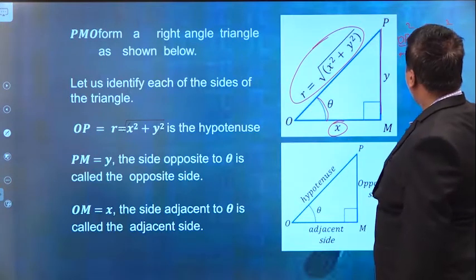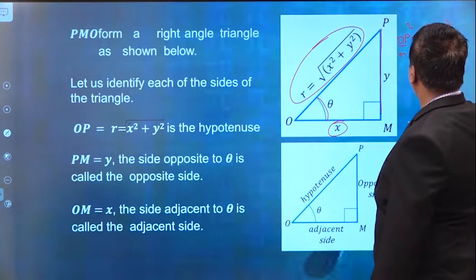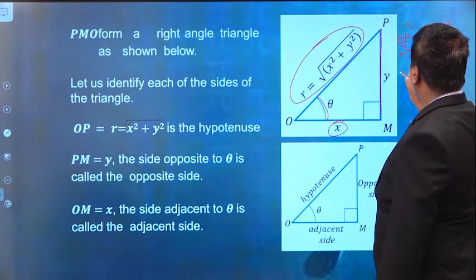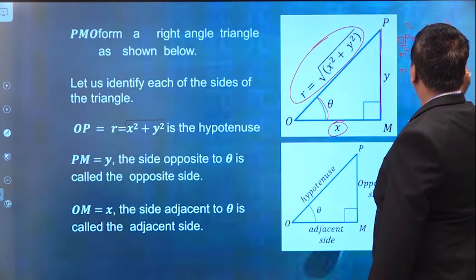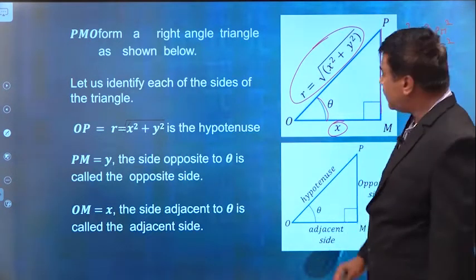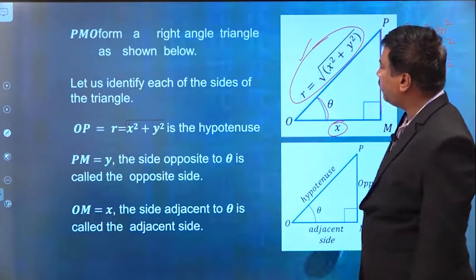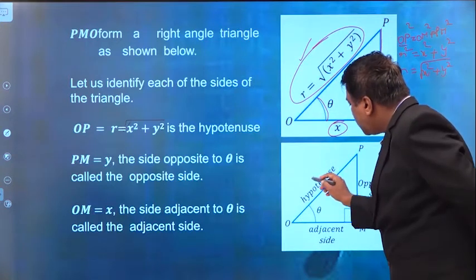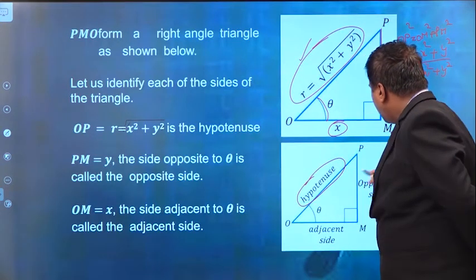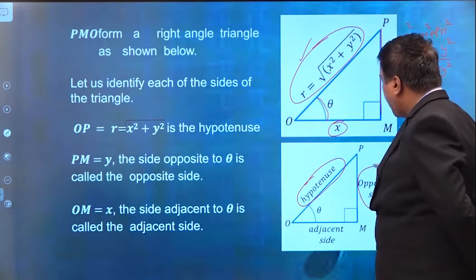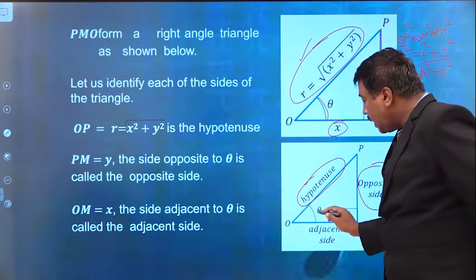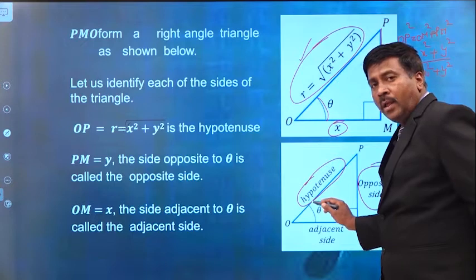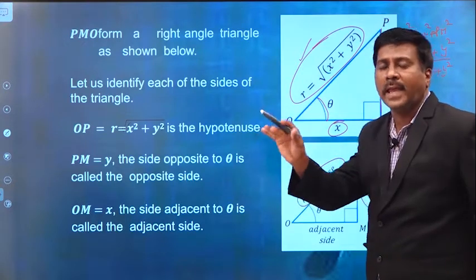This is the radius, and r square is equal to OM square, that is x square, plus PM square, that is y square. Then r is equal to the square root of x square plus y square. This is what we get here. That is why this is called the hypotenuse, and this is called the opposite side, because theta is the angle made by the radius with the positive x-axis.